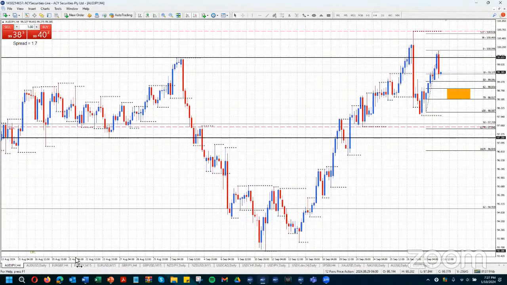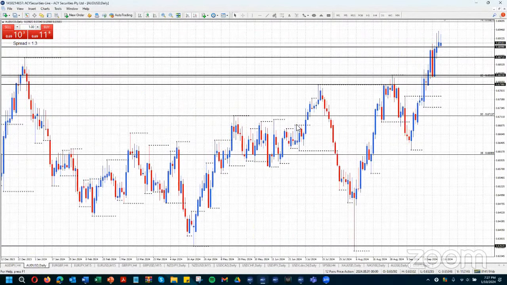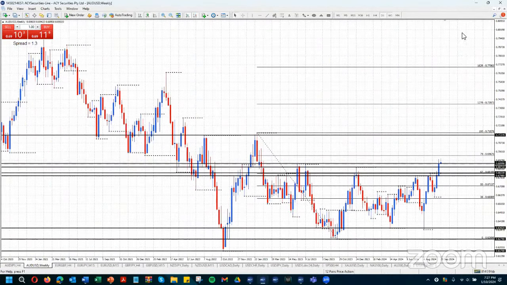All right. Aussie, only just holding above here at the moment by the skin of its teeth. All right. Just which that level's at 68.99, so pretty much 6,900 level.